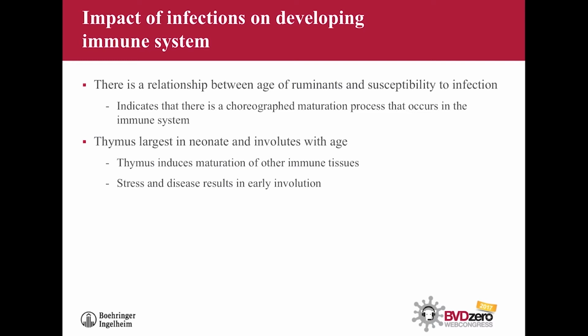Now, the thymus in young animals, in neonates, is large, and it involutes, that is, gets smaller with age. It's large in these neonates because it has a big job to do. It's actually programming, or contributing to the programming of, the rest of the development of the immune system. Much of that is directed by cells that are in the thymus. Stress and disease result in early involution of the thymus. That means the thymus gets smaller with stress and disease.